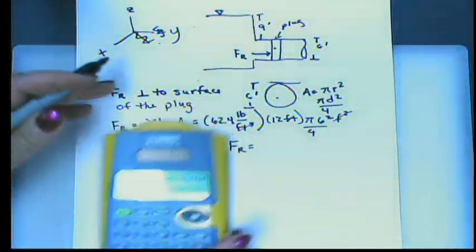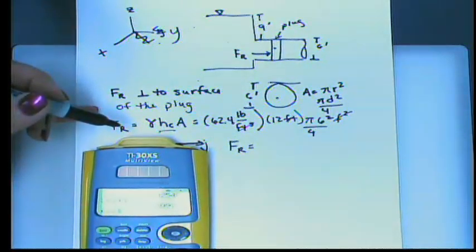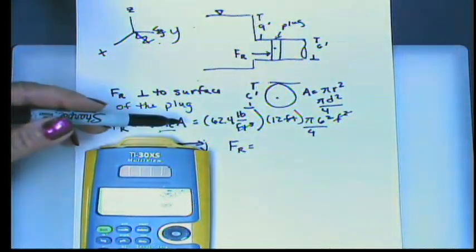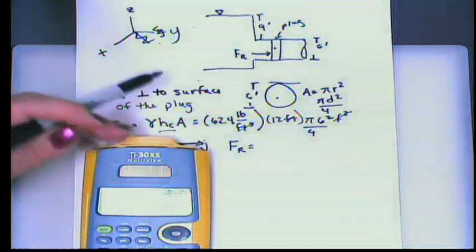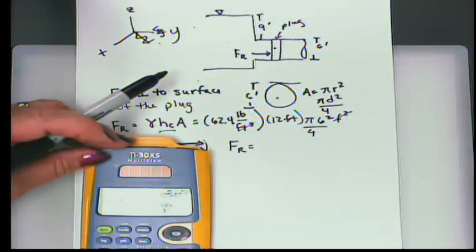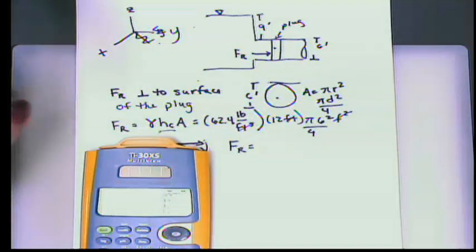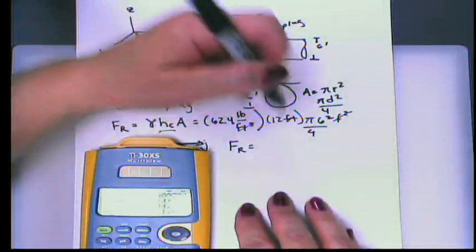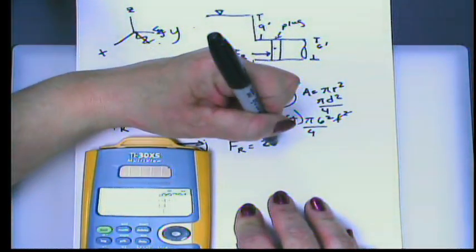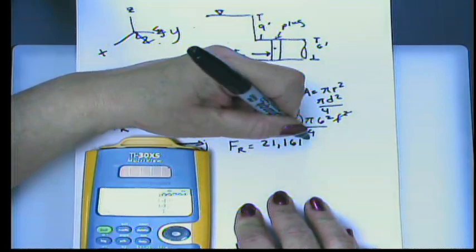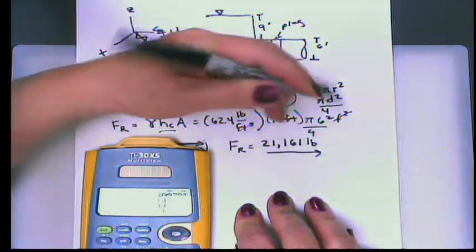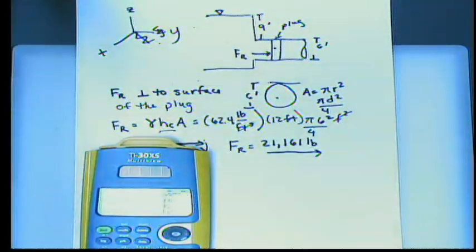There we go. 62.4 times 12 times pi times 6 times 6 is 36 divided by 4, and that gives me a magnitude of 21,161 pounds. I have a few too many significant figures there, but I'll leave it for just a moment.